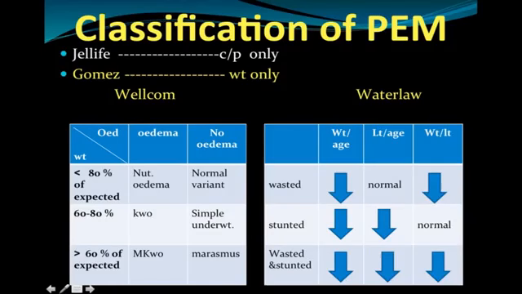Individuals whose weight represents about 60 to 80% of expected weight, this is the second row. If there is edema, this is kwashiorkor. If there is no edema, this is considered simple underweight. For those individuals with weight less than 60% of expected, if there is associated edema, this is considered marasmic kwashiorkor. If there is no edema, this is considered marasmus. This is a very important point.